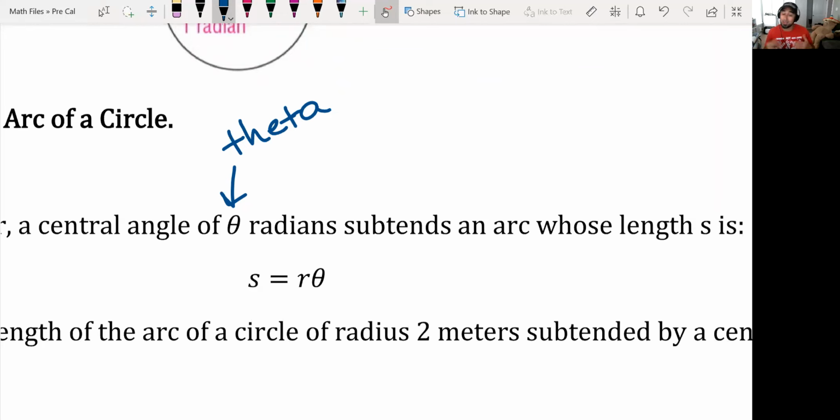But if you're ever going to find the arc length of a circle, theta must always, always, always be in radians. And yes, on the next page, we can convert from radians to degrees, and we can convert from degrees to radians. So if you're ever given the value of theta in degrees, when you're finding the arc length of a circle, you must always convert it to radians. So for this formula, theta must always be in radians.